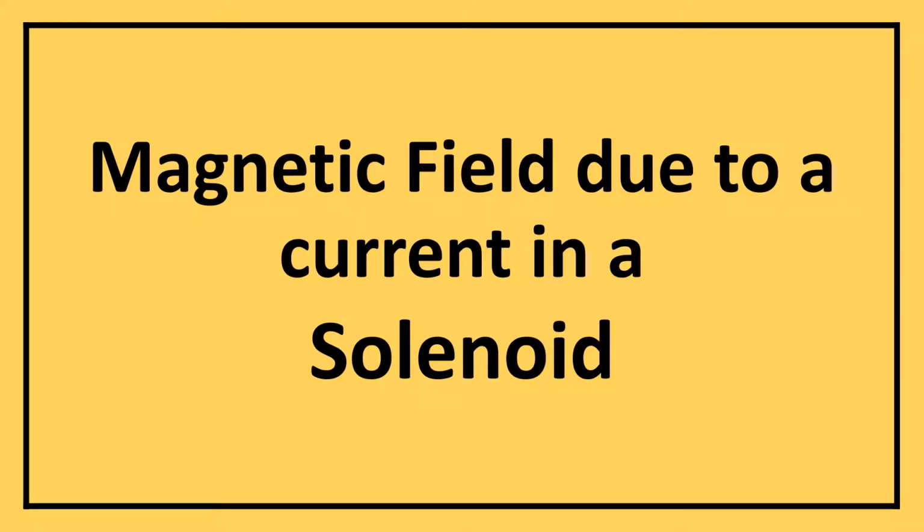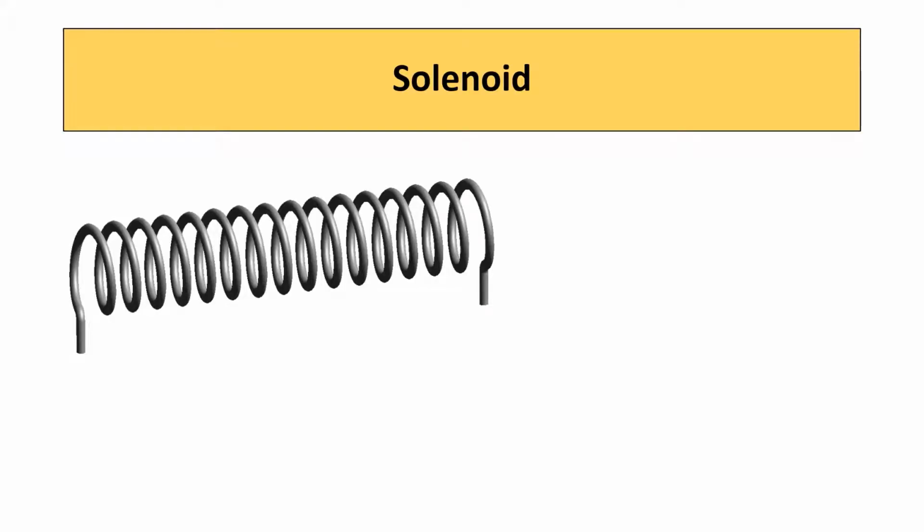Hi students, let us learn about magnetic field due to a current in a solenoid. What is a solenoid? Solenoid is nothing but the conducting wire wound in the form of a cylindrical coil. This looks like a helical spring.